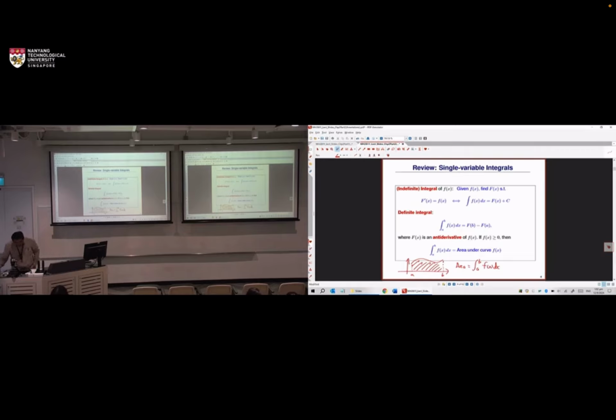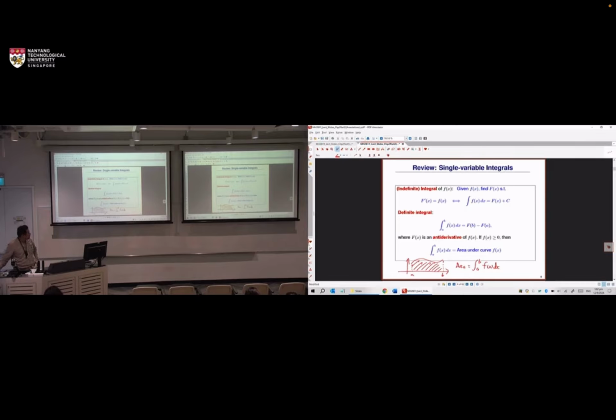Given small f, find big F. When you differentiate the big F, you get small f. When you integrate the small f, you get big F plus a constant C. For the definite integral, you have limits a to b, f(x) dx, and that gives you big F(b) minus big F(a), where big F is what we call the antiderivative of the small f.